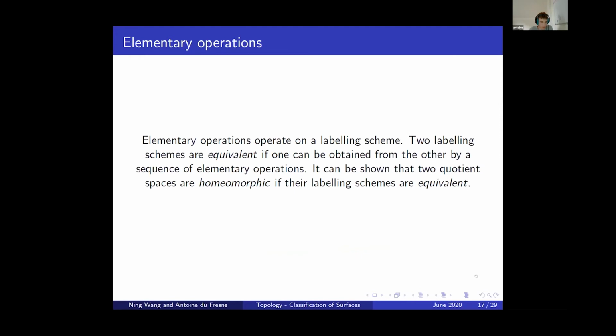So elementary operations are useful when one deals with quotient spaces obtained by pasting the edges of a polygonal region. Generally, it is difficult to show that a function is a homeomorphism. Elementary operations are then a useful tool to solve this problem simply by using simple properties on schemes. So elementary operations operate on the labeling scheme. Two labeling schemes are equivalent if one can be obtained from the other by a sequence of elementary operations. It can be shown that two quotient spaces are homeomorphic if their labeling schemes are equivalent.